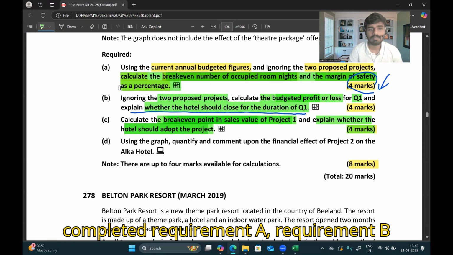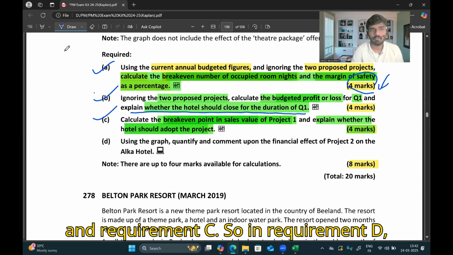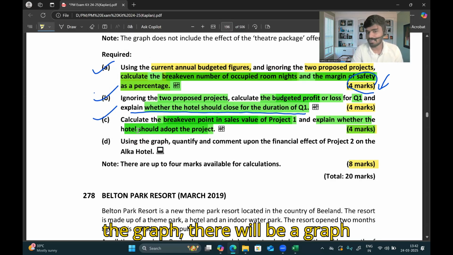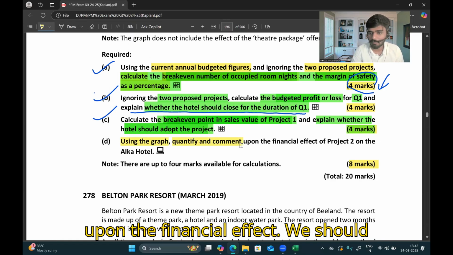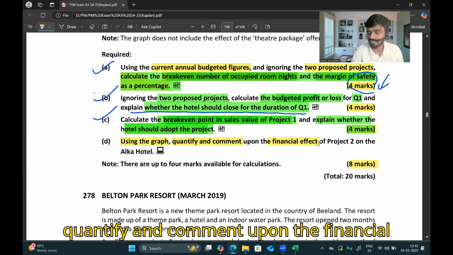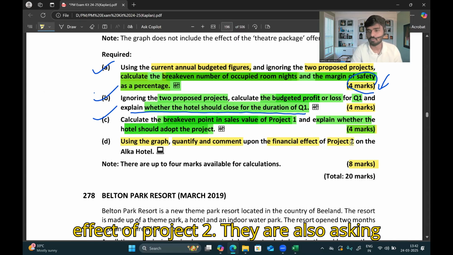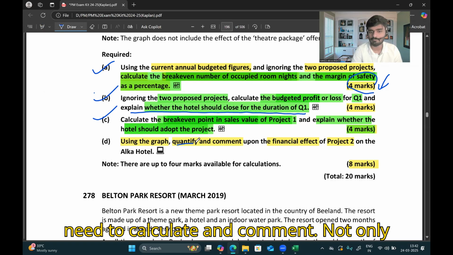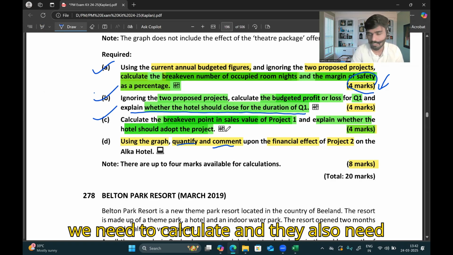So we have completed requirement A, requirement B, and requirement C. So let's discuss requirement D. Using the graph, which will be provided, we should quantify and comment upon the financial effect of project 2. The verb is quantify. We need to calculate, and not only that, they also need us to comment.